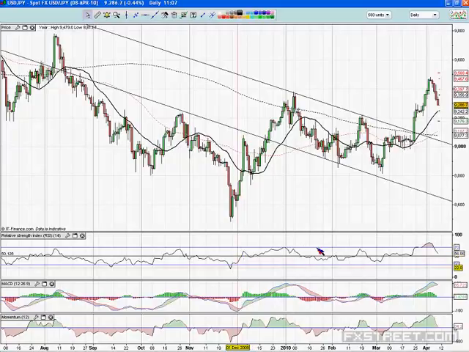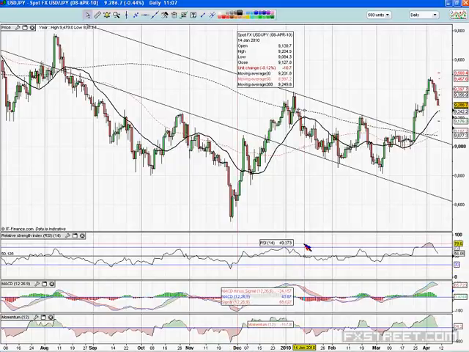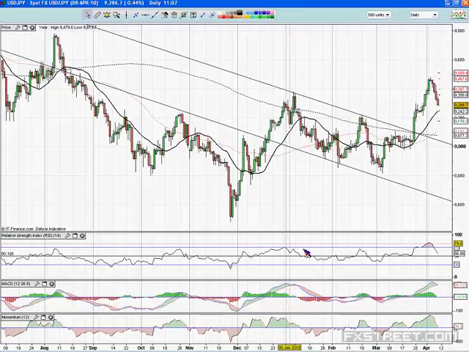RSI can go oversold or overbought, and it can stay overbought or oversold for an extended period of time. Just because we're overbought or oversold does not mean that we're going to correct. What I have found is that if we use the 50 line for confirmation of trend change, then we get more winners than losers basically.